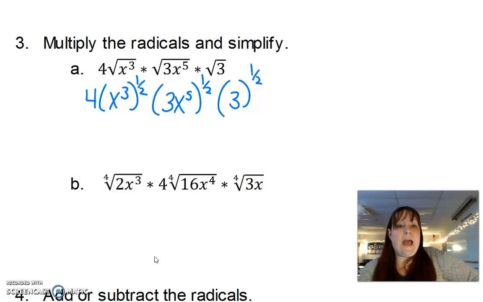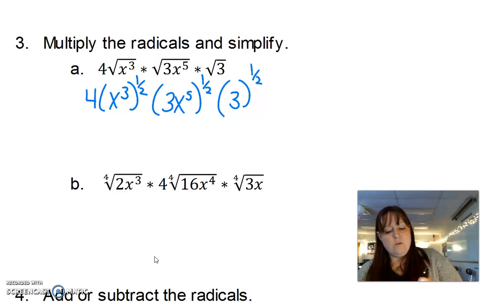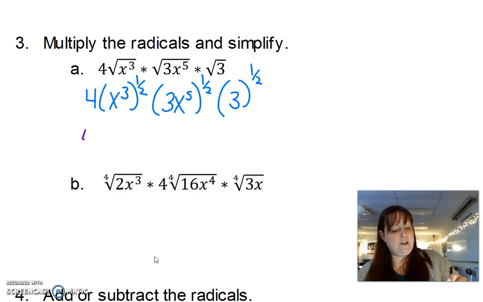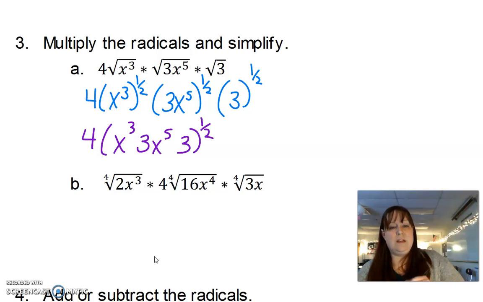So you see they're all to the 1/2, so it's okay for us to combine them together. If they weren't all to the 1/2, it wouldn't be the same, right? Because we know that if I have a b to the 1/2, that's the same as a to the 1/2, b to the 1/2. So I can go the other way, right? If I have a to the 1/2, b to the 1/2, I can combine them all together into 1. So I can combine these all together and I get 4x cubed 3x to the 5th times 3 to the 1/2. And that'd be the same as combining them all under a radical.